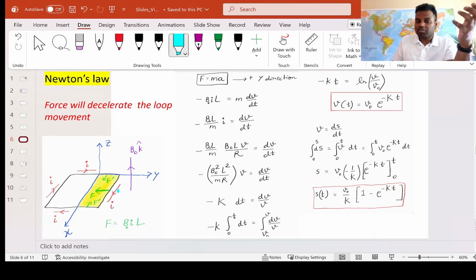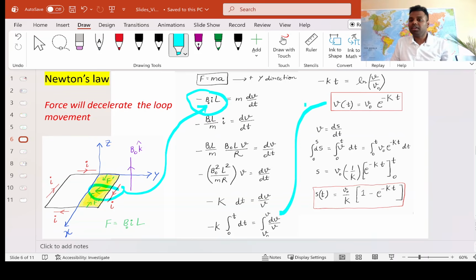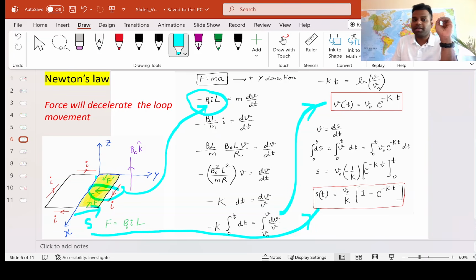Newton's law. So now see, this force will matter, and that force is this force here, minus B naught I L, right? That will slow down the loop. So F equal to m a will give you m dv by dt. And now if you apply integration, right, you can do your math, and you will get the velocity is an exponential function, and if you integrate velocity, you will get how this S will change over time, right?